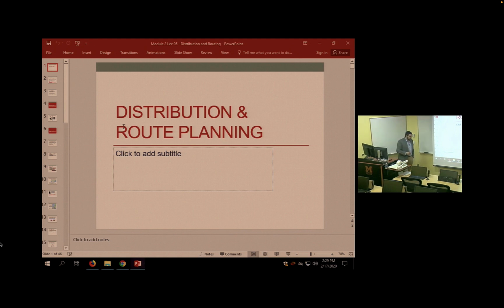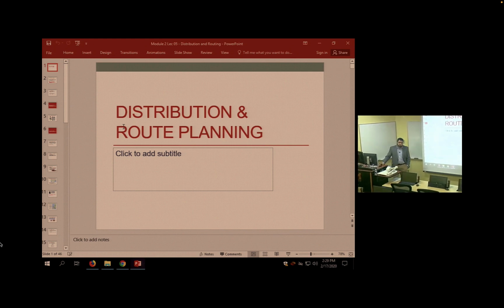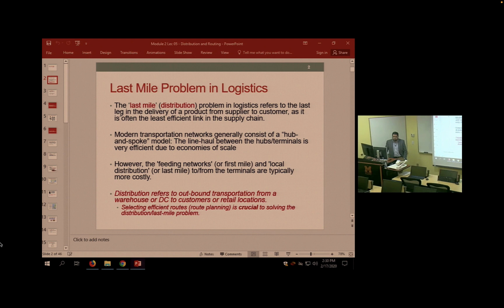Welcome to the routing and distribution and route planning lecture. This is part of the transportation module, and it's one of the most important topics in the transportation module. Why? Because distribution costs are often a large part of your transportation expense. Okay, so what are we going to be talking about today?